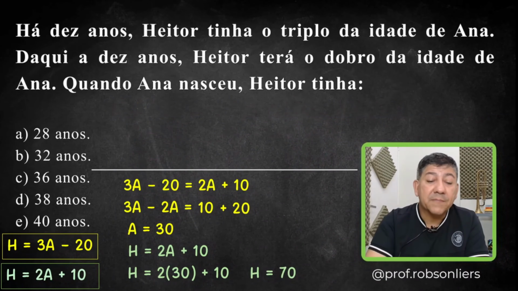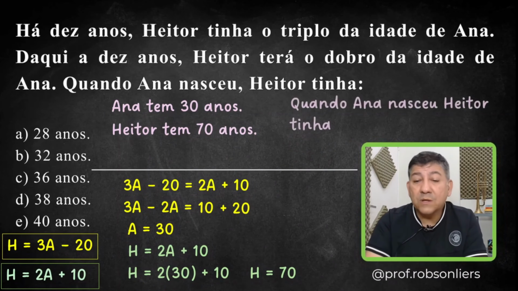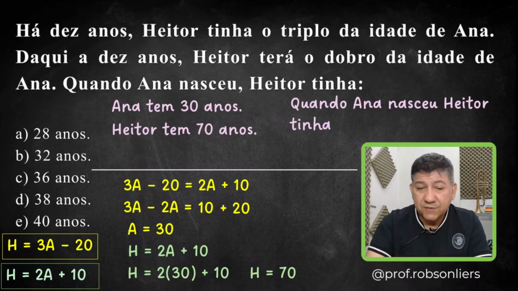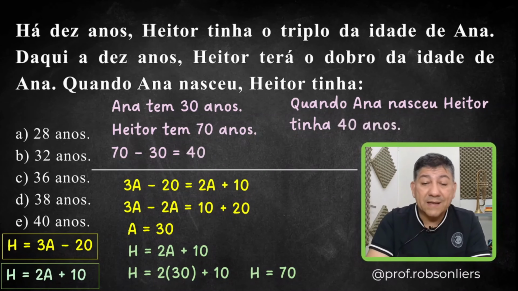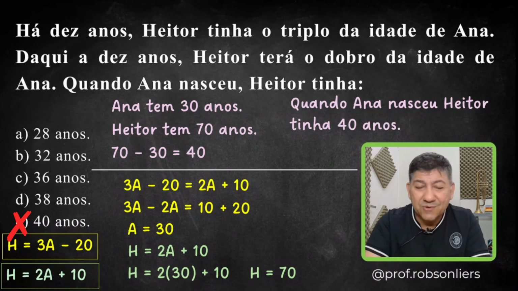That means Anna is 30 years old and Heitor is 70 years old. The question is, when Anna was born, how old was Heitor? Well, if Anna is 30 years old and Heitor is 70 years old, we just need to find that difference. Calculating here, look, 70 minus 30 equals 40. So when Anna was born, Heitor was 40 years old. Whoever chose option E celebrated and got the question completely right.